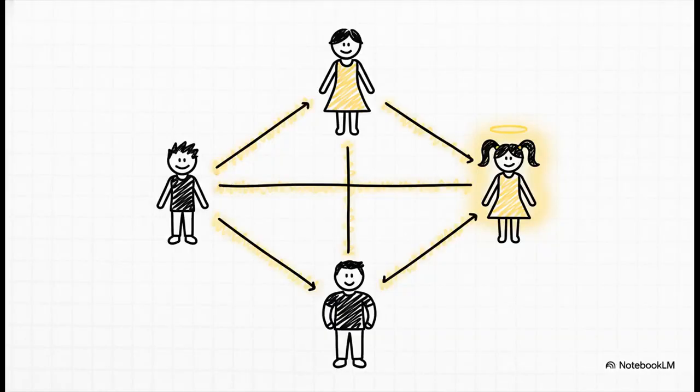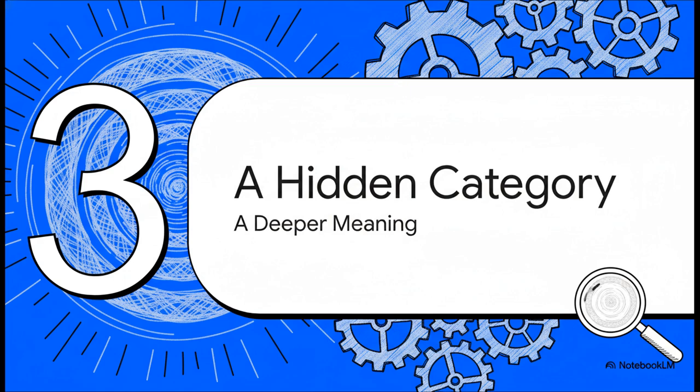So the big takeaway here is that a word is defined by the company it keeps. You can't fully get what daughter means without also understanding son, father, and mother. Its whole identity is built on those connections. It's a really powerful concept when you think about it. Okay, so we've got the definition, we've got the relationships. You might be thinking, all right, that's it, right? It's a dictionary page. But there is one more layer here. A kind of hidden category that reveals something way deeper about why this word matters so much.